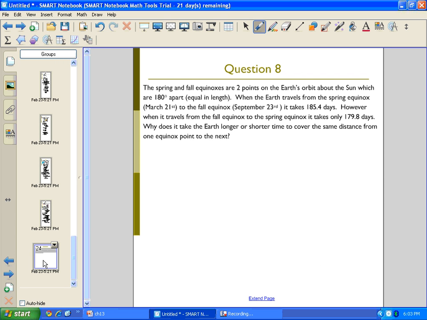Okay, last question. The spring and fall equinoxes are 2 points on the Earth's orbit about the sun, which are 180 degrees apart. When the Earth travels from the spring equinox to the fall equinox, it takes 185.4 days. However, when it travels from fall to spring, it takes less. Why is it taking a longer or shorter time to cover the same distance?